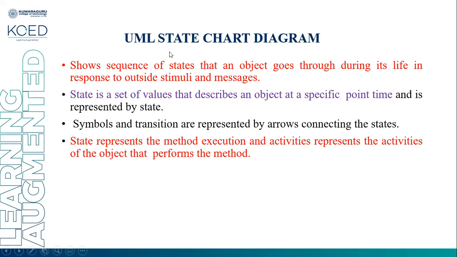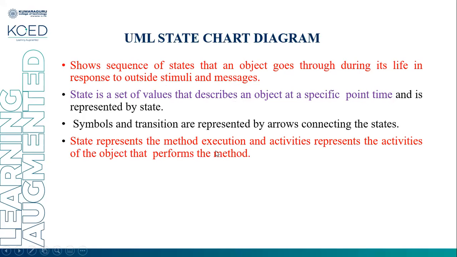We have a state chart diagram. It shows a sequence of states that an object goes through during its life in response to outside stimuli and messages. The objects will be in various states. This diagram captures the various states of the object. A state is a set of values that describe an object at a specific point in time and is represented by a state symbol, and transitions are represented by the arrows connecting these states.